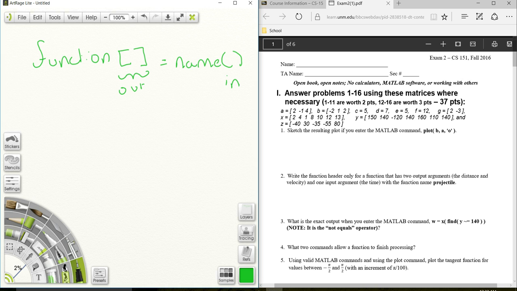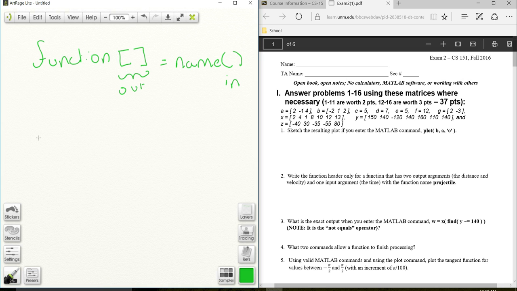And so the way that we would write this, let me get some more space on here. We would say function, our output would be d and v for distance and velocity, and our name would be projectile. I'm just going to say project because I'm running out of space, and our input would be t. That's how you would do that one.